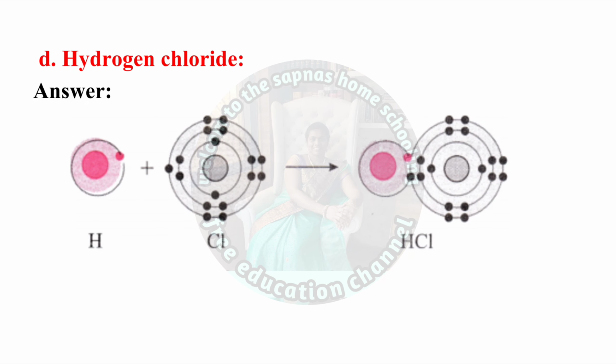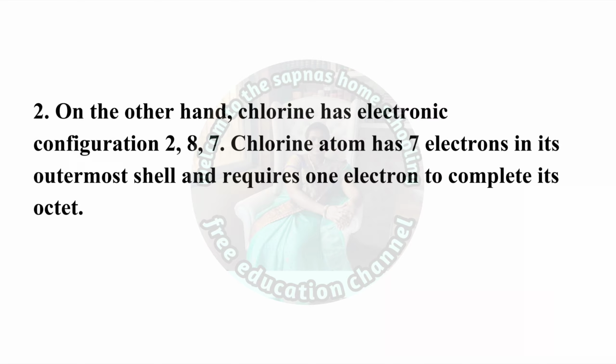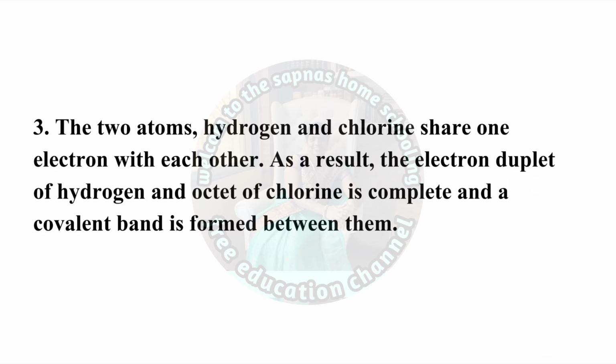Hydrogen chloride. Answer: hydrogen has atomic number 1 and electronic configuration 1. That means it has 1 electron in its K shell and its duplet is short of 1 electron. Therefore, the valency of hydrogen is 1. On the other hand, chlorine has electronic configuration 2, 8, 7. Chlorine atom has 7 electrons in its outermost shell and requires 1 electron to complete its octet. The two atoms, hydrogen and chlorine, share 1 electron with each other. As a result, the electron duplet of hydrogen and octet of chlorine are complete and a covalent bond is formed between them.